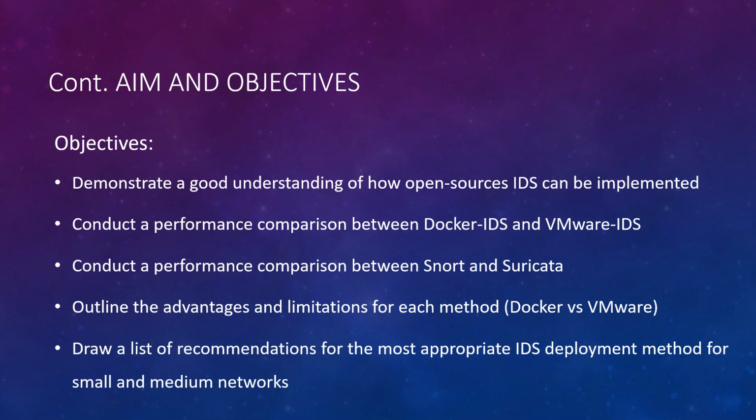The objective of this project is to demonstrate a good understanding of how to use open source IDS, to conduct a performance comparison between Docker and VM approaches, and to conduct a performance comparison between Snort and Suricata software. Also to outline the advantages and limitations of both methods, and finally to draw up a list of recommendations of which one is the best for small and medium enterprise networks.